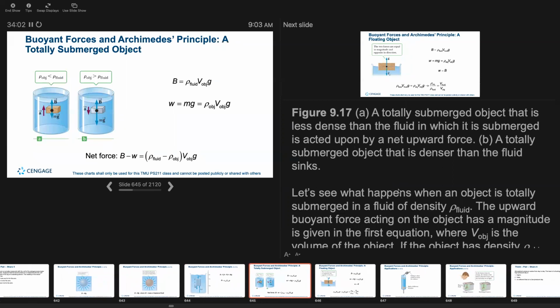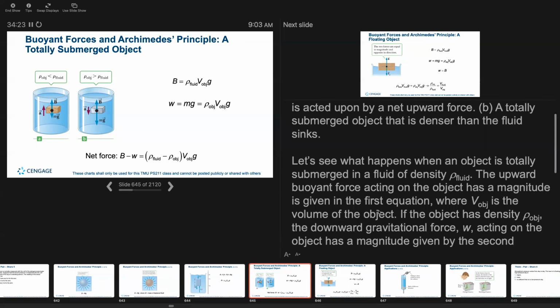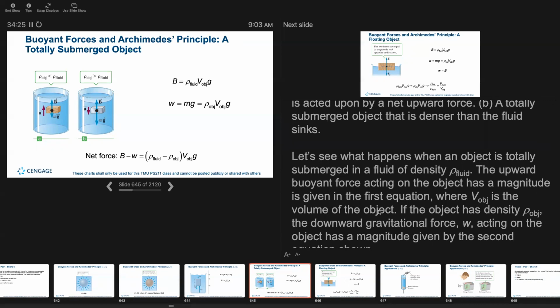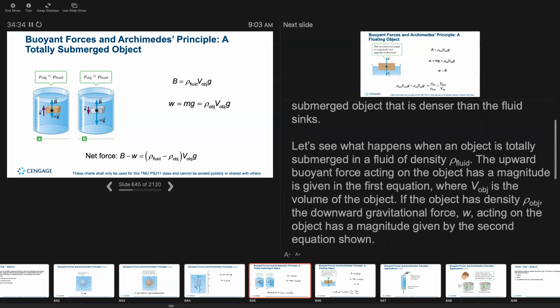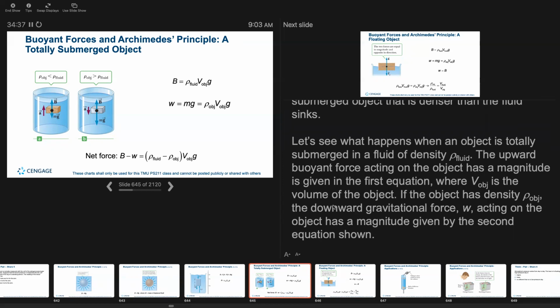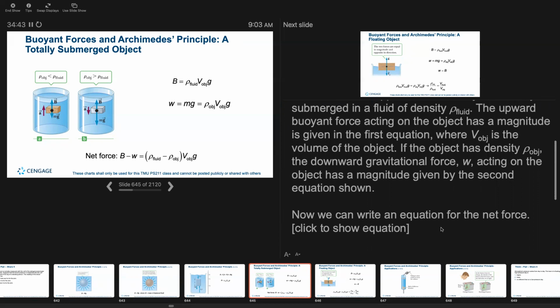So now we're looking at a case with a totally submerged object. A totally submerged object that is less dense than the fluid is acted upon by a net force upward. And then we also have a case for a totally submerged object that is denser than the fluid. So let's see what's happening when an object is totally submerged in a fluid of density rho fluid. The upward buoyancy force acting on the object has a magnitude given in the first equation, where V object is the volume of the object, if the object has density rho object. The downward gravitational force W acting on the object has a magnitude given by the second equation shown.